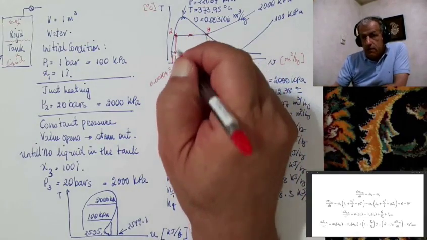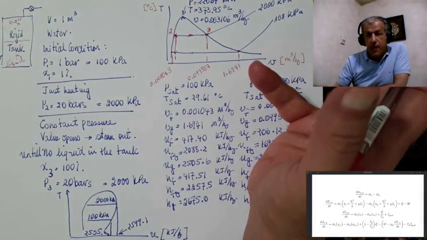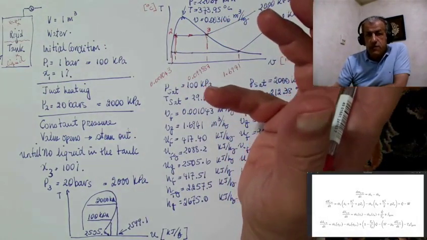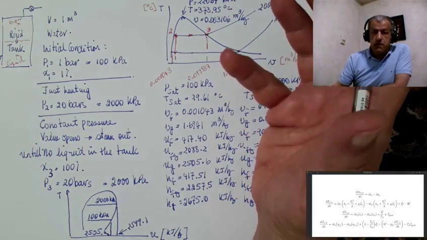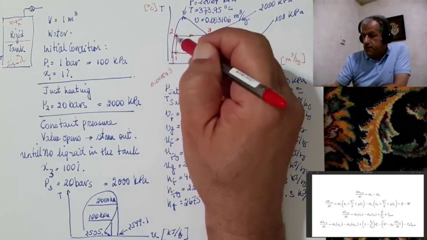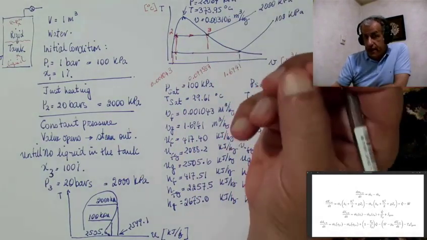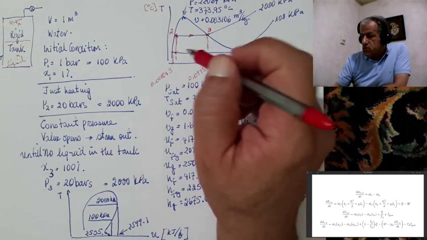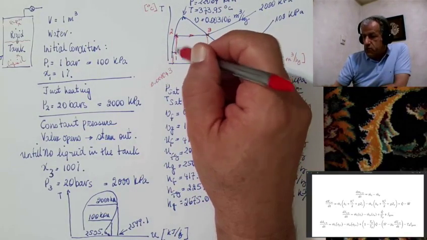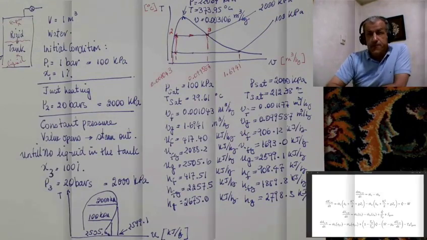Now we have shown our problem over a TV diagram. In fact, the TV diagram was there for steam regardless if you had a problem or not. Now we have installed our problem over this diagram and we are in a good position to calculate properties of point 1, point 2, and point 3. I shall solve the rest of this problem in our next video. Cheers.